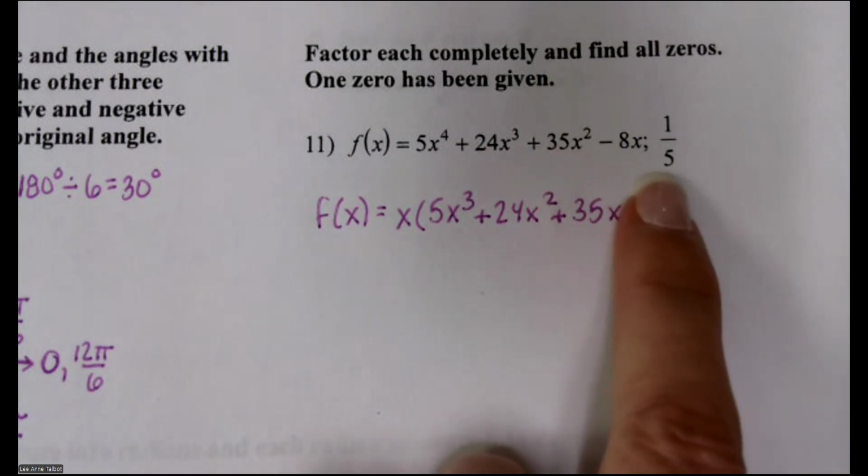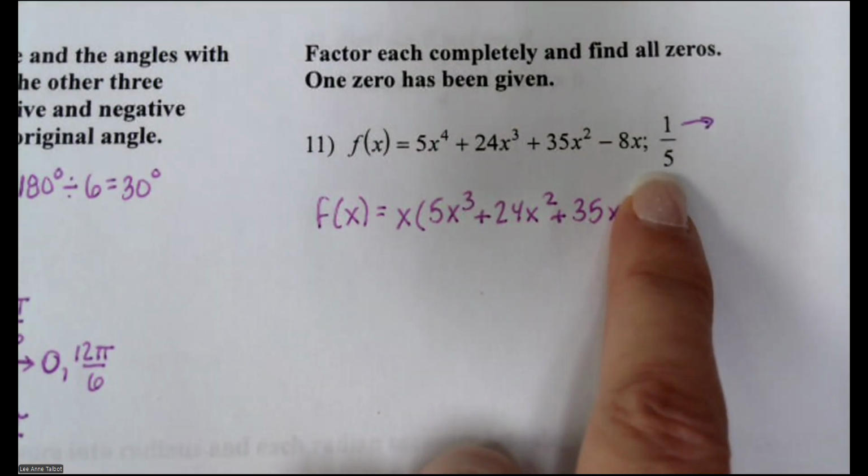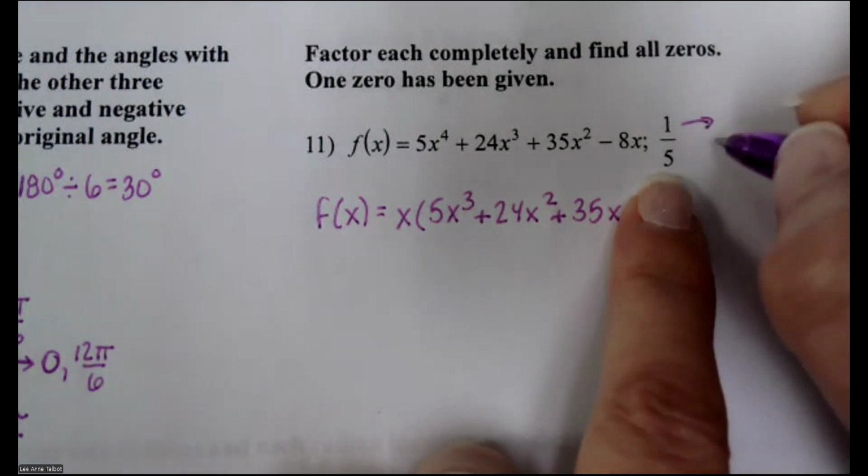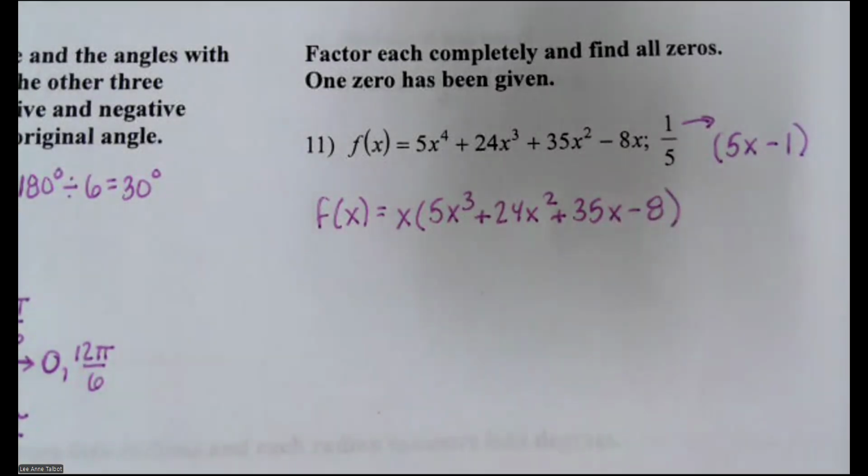Okay, and what do I do when it's a fraction? My zero is a fraction. What do I do to make that into a factor? 5 in the front. And it's -1 because we switched the sign.